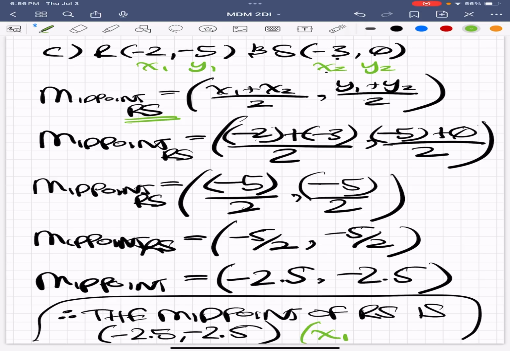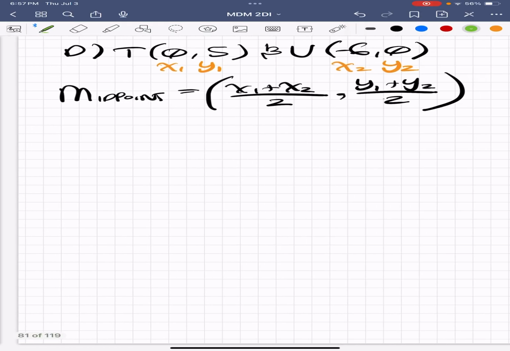X1, X midpoint, Y midpoint. Excellent job, guys. And I think you're doing great, and I hope that you keep going with math.